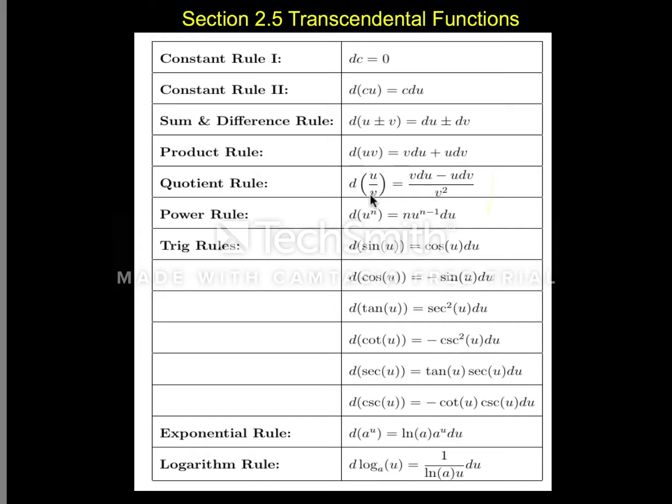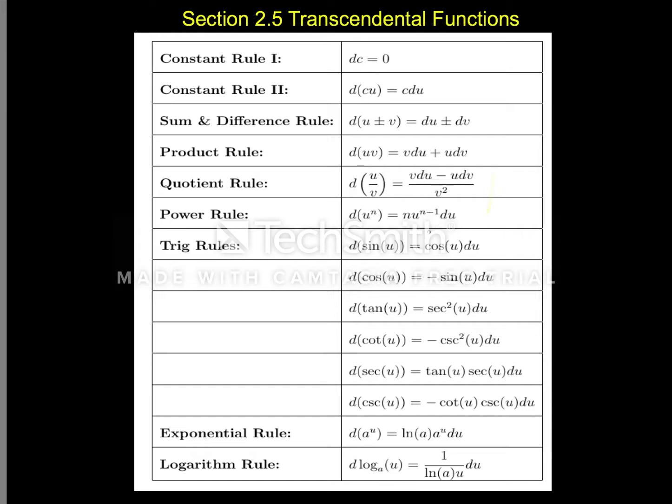We've got a quotient rule. The differential of u over v is v du minus u dv over v squared, or if you like, low d high minus high d low over low squared. We've got our power rule that the derivative, or the differential, of u to the n: the exponent comes out, becomes our coefficient, and the power reduces by 1.